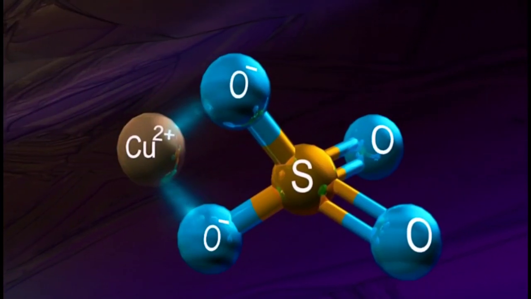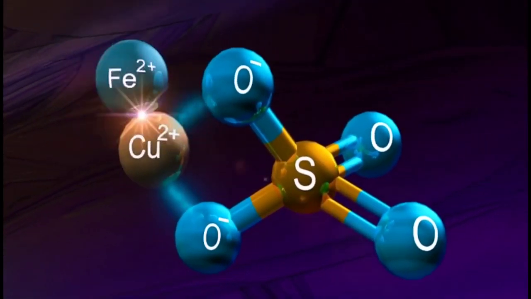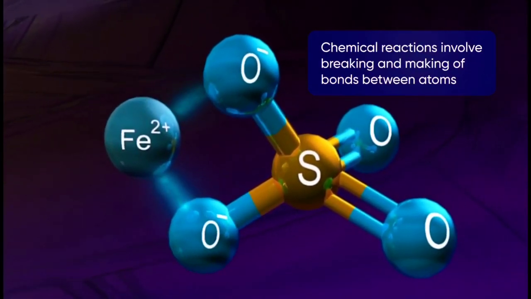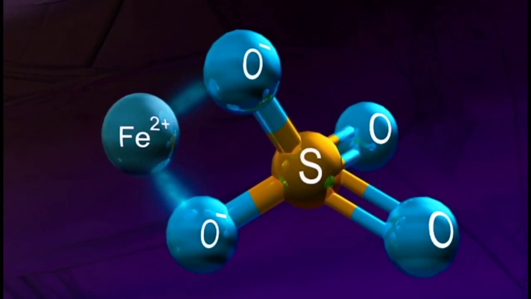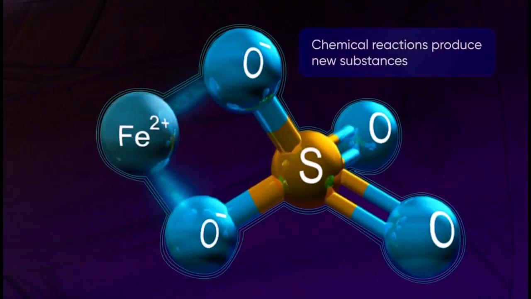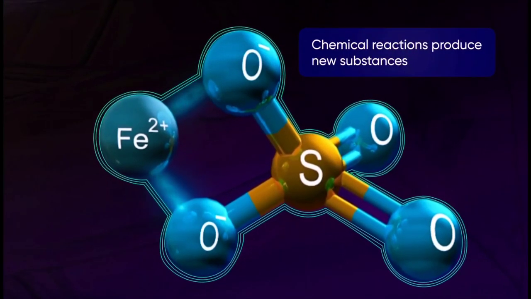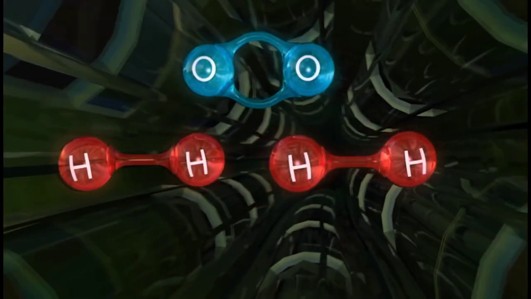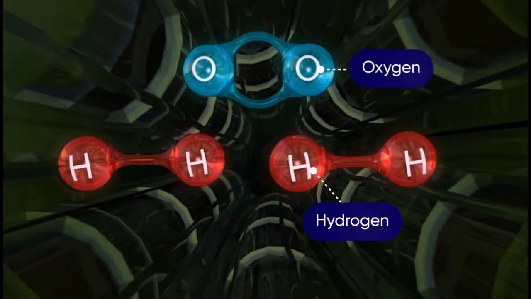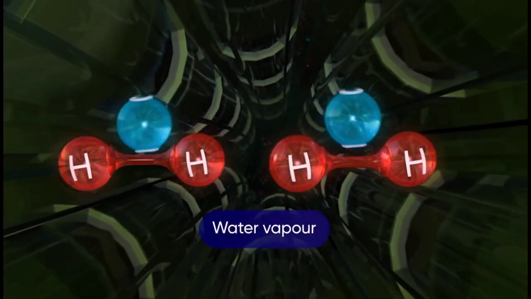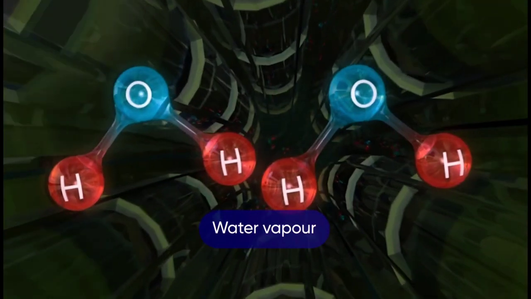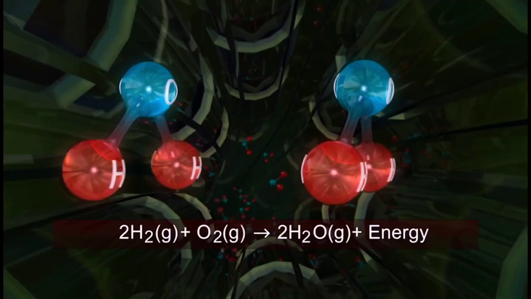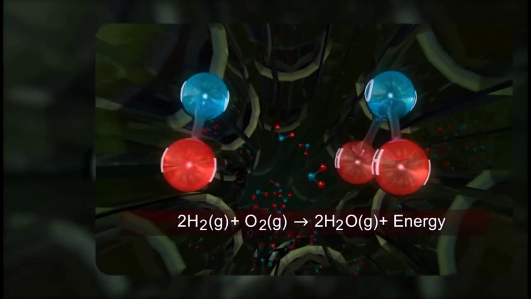There is a vast variety of chemical reactions, and all of them involve breaking and making of bonds between atoms. Thus, chemical reactions always produce new substances. Consider the reaction between hydrogen and oxygen, which produces water vapor. It is represented as 2H2 gas plus O2 gas gives 2H2O gas.